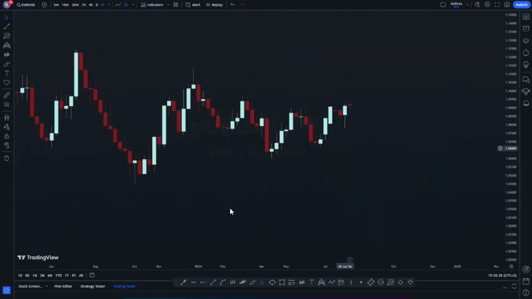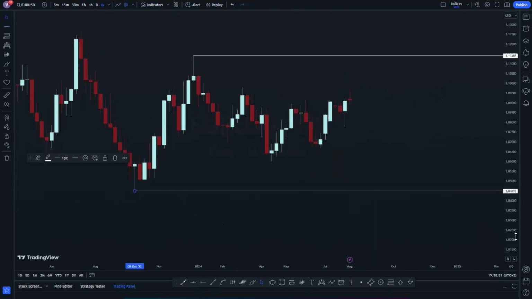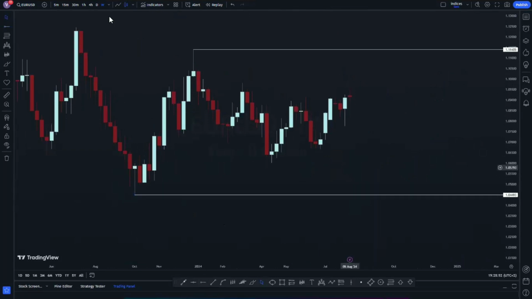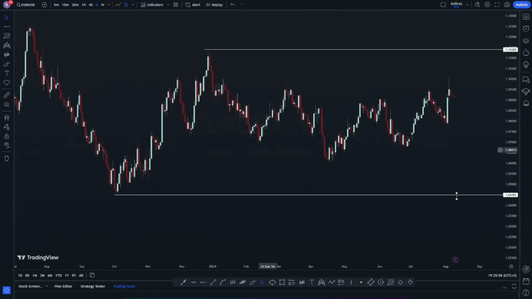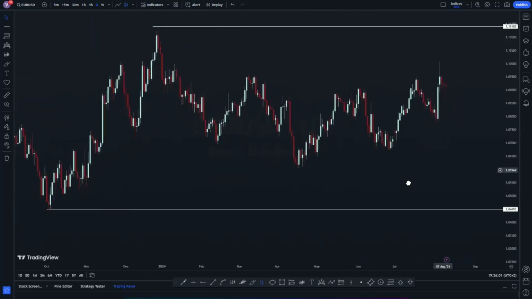So every time when we analyze, we start by highlighting our highs. So this is my weekly high, this is my weekly low. So now that I'm done on this time frame, I can switch to a daily time frame. Now you are on a daily time frame.